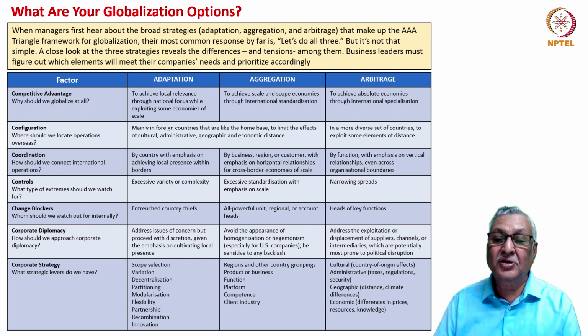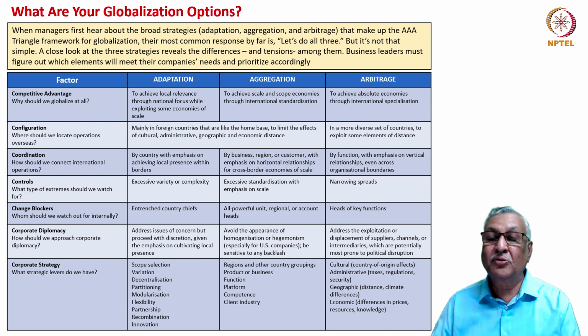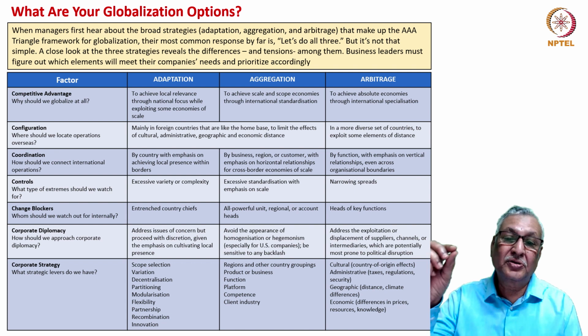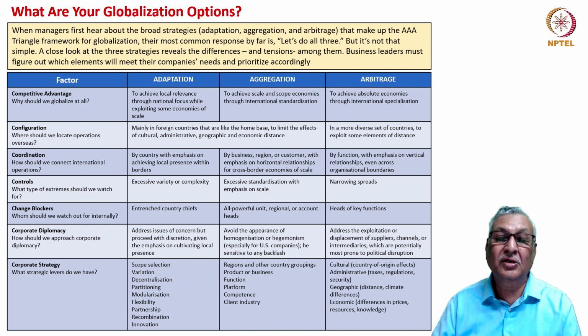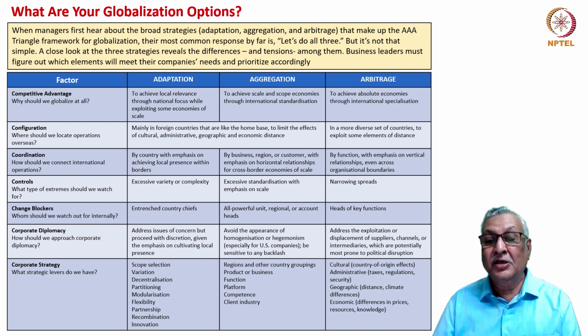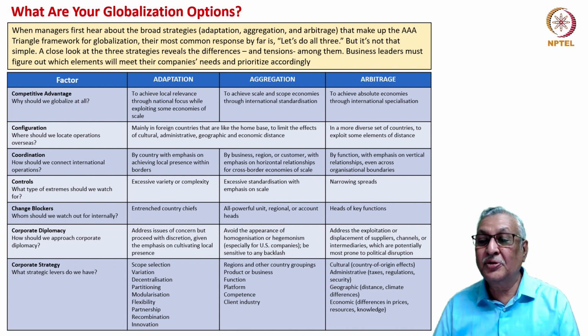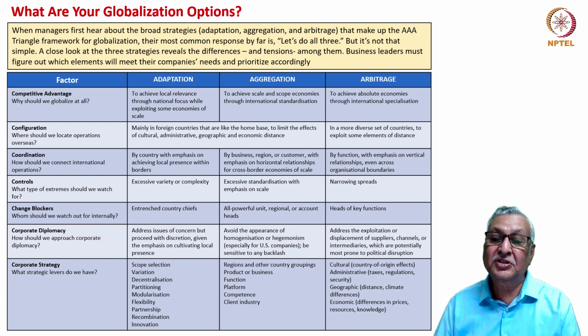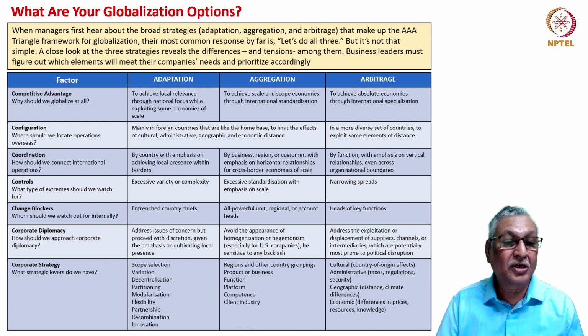And there's a lot of emphasis on horizontal relationships for cross-border economies of scale. There's no point in moving everything from one regional cluster all the way to the headquarters and again bringing back to the second regional cluster. The economics and also coordination works much better with horizontal cooperation between these two clusters. In respect of arbitrage, it is by function, with emphasis on vertical relationships even across organizational boundaries. You can see the differences between these three types of AAA strategies and the factors and controls.